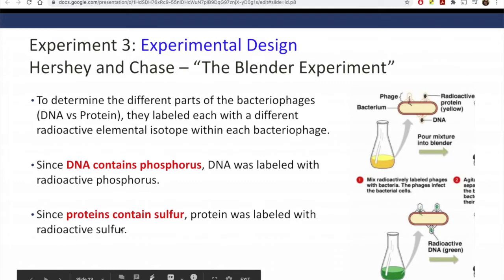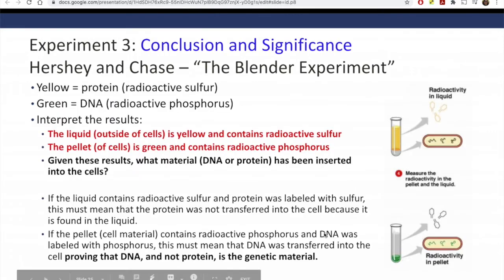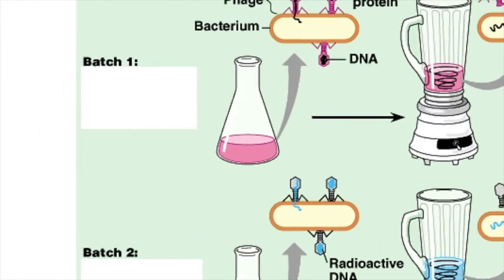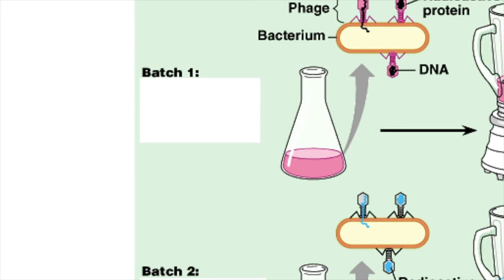So again, this basically just makes it easier for them to do a chemical analysis at the end of this experiment to determine, is there phosphorus inside of the bacteria or is there sulfur? And therefore, is it protein or is it DNA? Okay. We are going to transition to the drawing notes at this point, and we'll come back to this in a second. So let's review what they did for this first batch of bacteriophages.